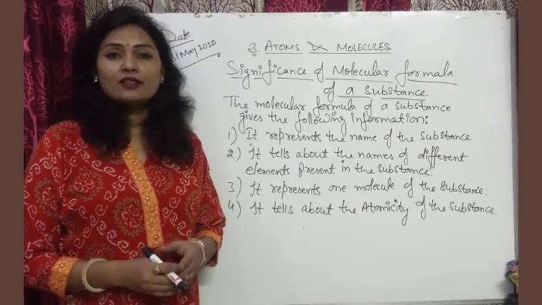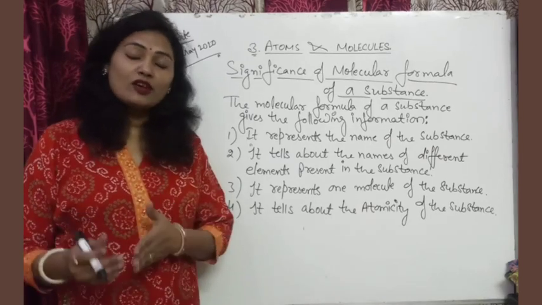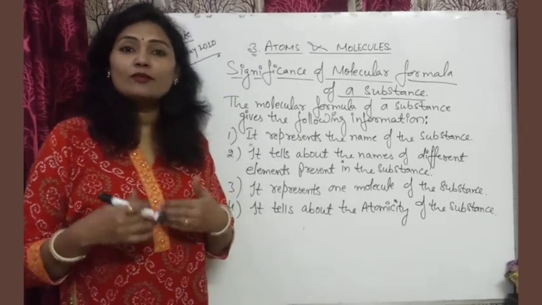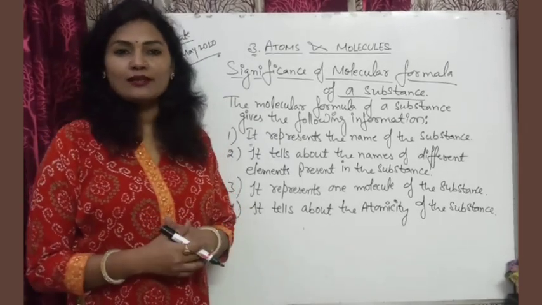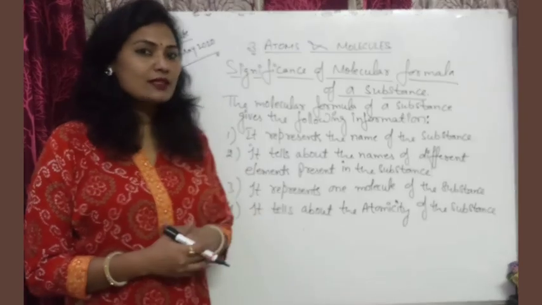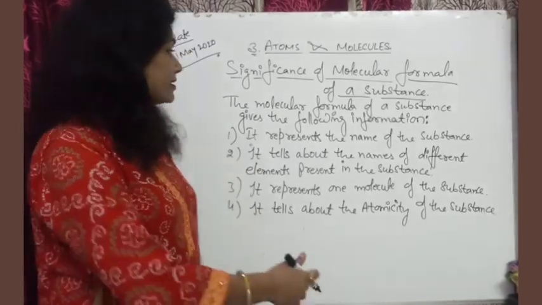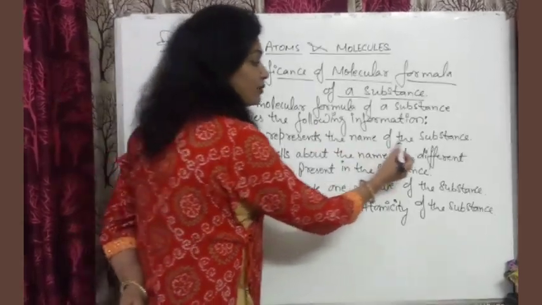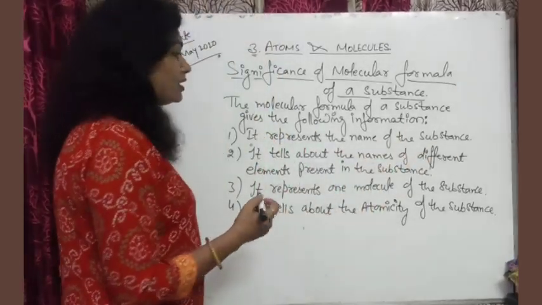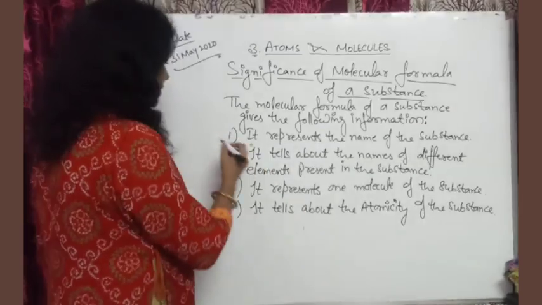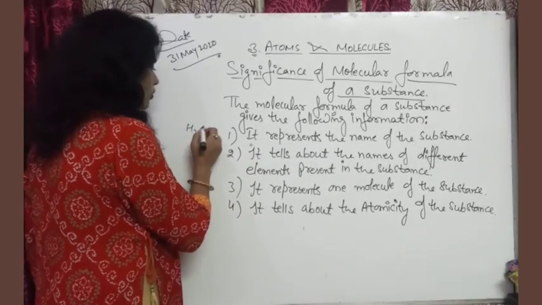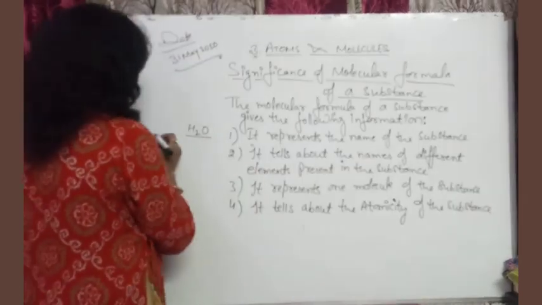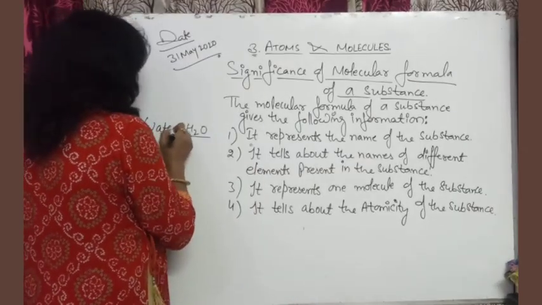Let us discuss the significance of the molecular formula. The molecular formula gives much information. What is this information? That we will discuss now. So let us start. The molecular formula represents the name of the substance. For example, if the molecular formula is H2O, it represents the name of the substance, that is water. Its name is water. You can write.